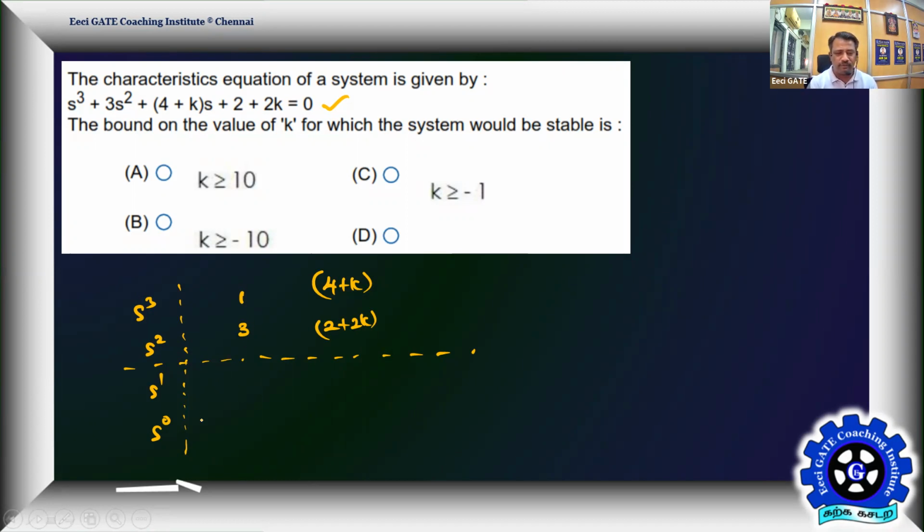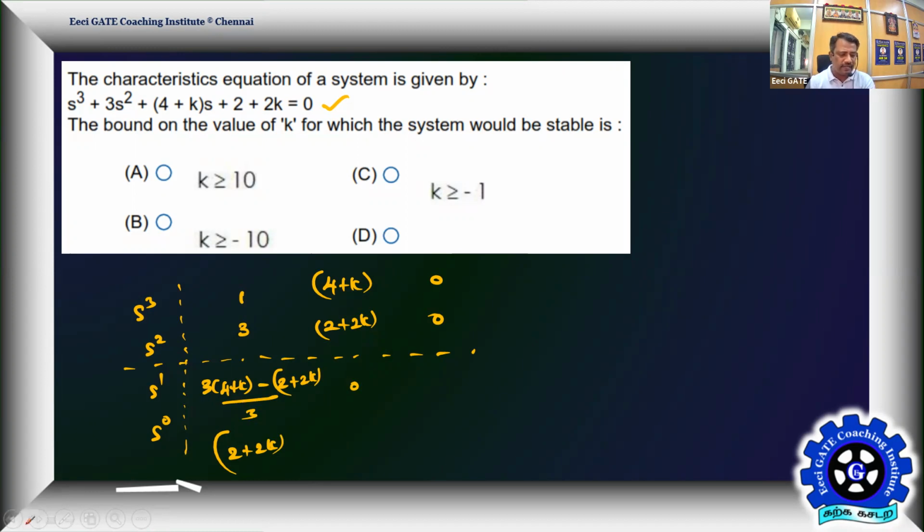So 3 into 4 plus k minus 2 plus 2k, divided by 3. Take this as x, and this will be 0. Then this x into this divided by x, after 3 into 0, that is 0. So dividing by x will give the same 2 plus 2k. So these are the first column elements. So remove the x. Now you have all the first column elements.